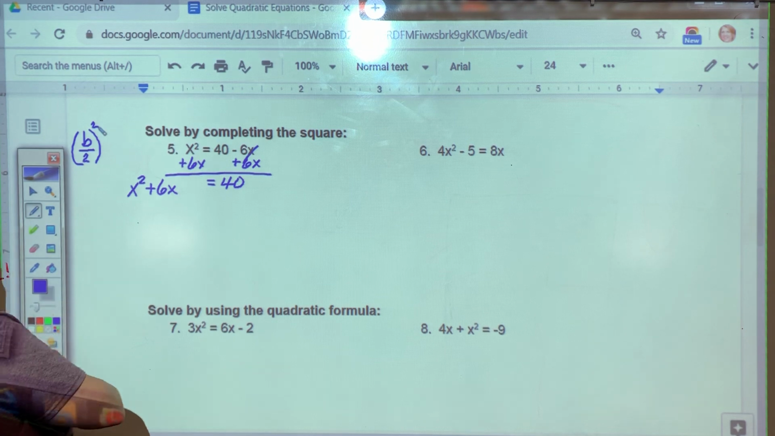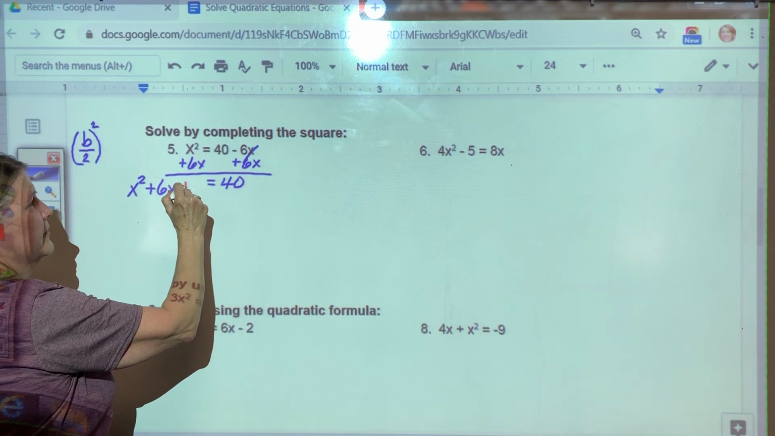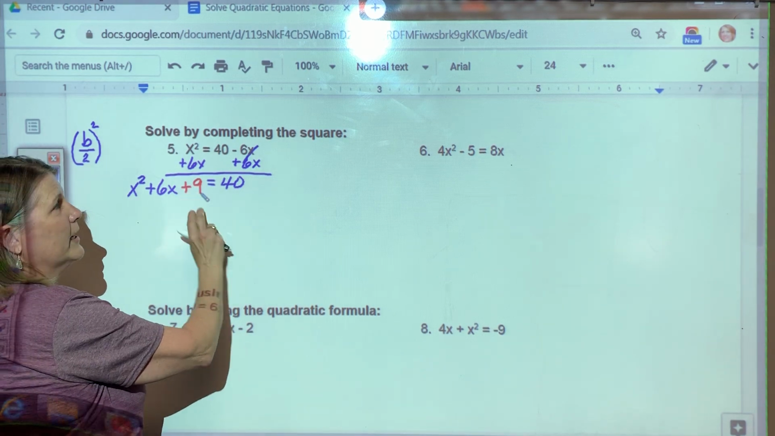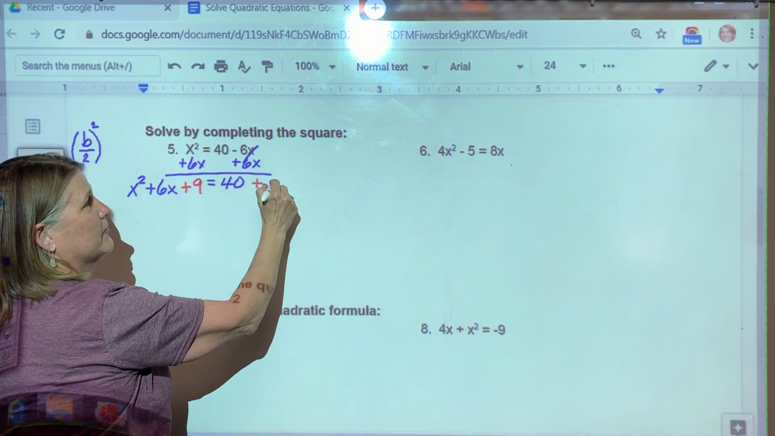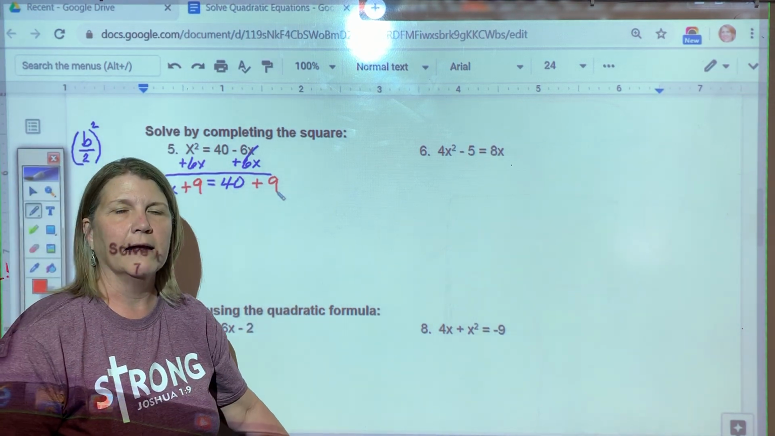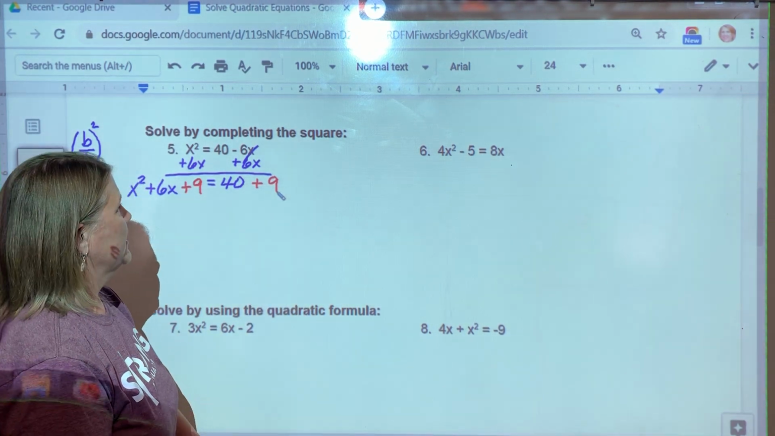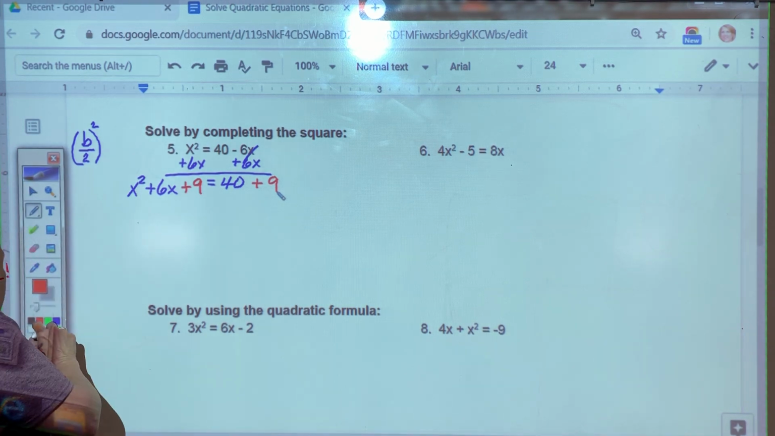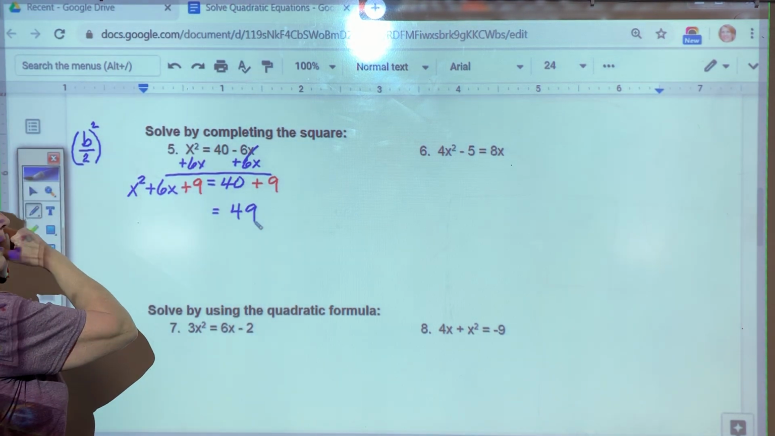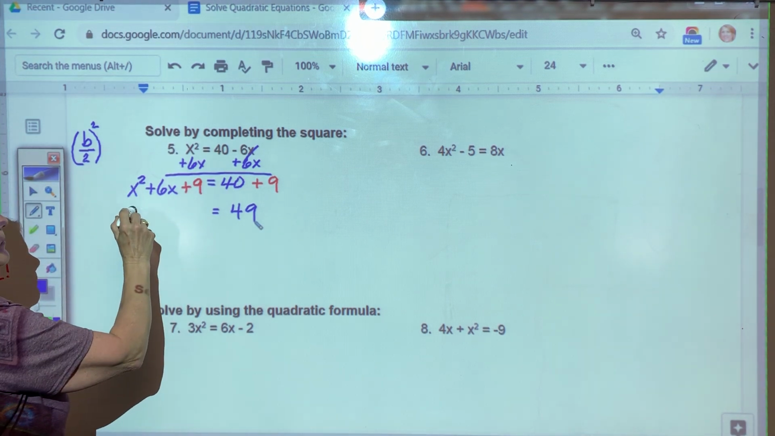So I'm going to change ink colors to remind myself that if I add 9 to that side, I put it in red ink to remind me, now don't forget, you have to do the same thing to this side or it's no longer equal. I can't just randomly add 9 to one side without adding it to the other. And what that provides is this solution. We've got 49 over here. And now this is factorable.